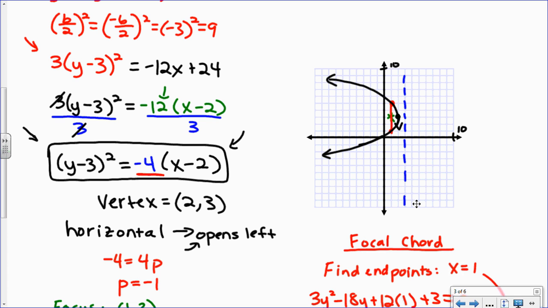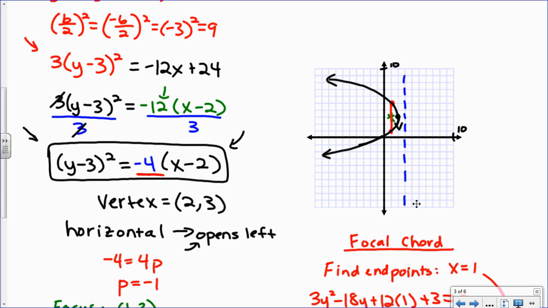Yes? You probably did this the last time you did this problem, but can you go over how you found the focus for this one since it's a shift in vertex? Yeah. So we found the focus because of what's out front. What's out front here has to be equal to 4p. So that told me p was negative 1. So that's the direction I have to go from my vertex. So then my vertex was 2, 3, and I had to go left.